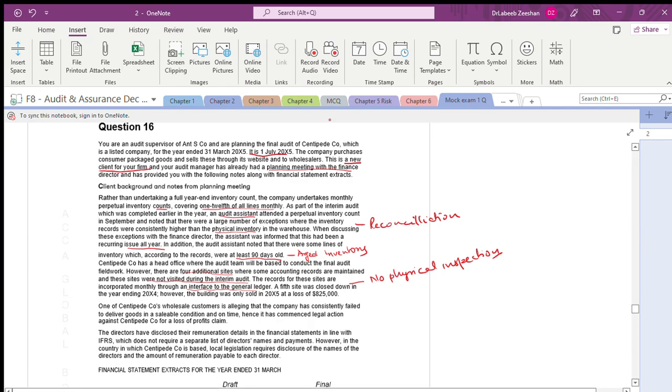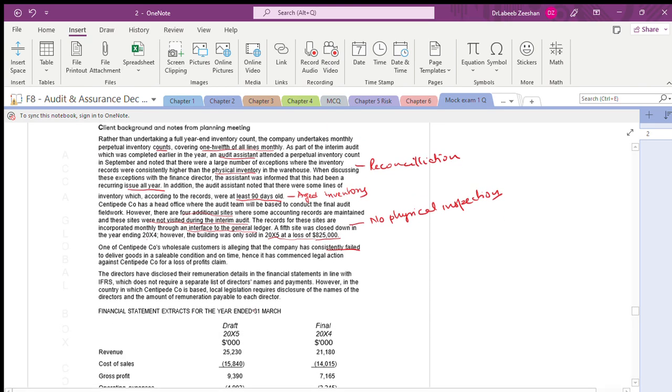The 5th site was closed down in the year 2004. However, the building was sold for 2025. One of the Centipede wholesale customers is alleging that the company has consistently failed to deliver the goods in saleable condition on time. All are negative things. You will get 90% of your ideas by reading the question. Hence, there is commercial legal action, as Centipede has a loss of profits claim.